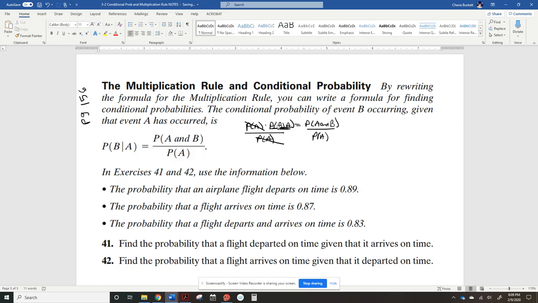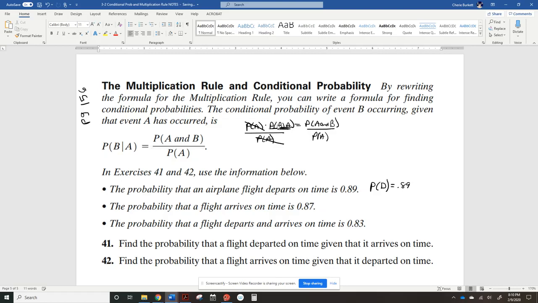Why do they do that? Because then it makes it easier to work these kind of problems where they give you pieces of information and then they want you to find something else that's missing. So all you would do on this section down here is go through here and write down what they're telling you, the probability that an airplane flight departs on time. So we're going to say the probability of an on time departure is 0.89.